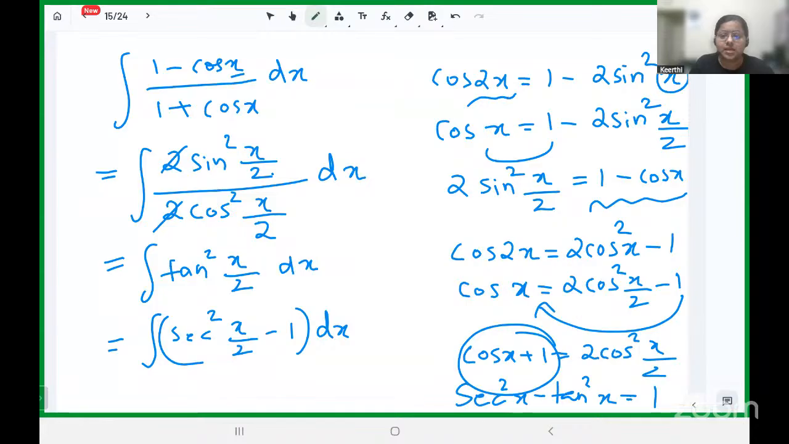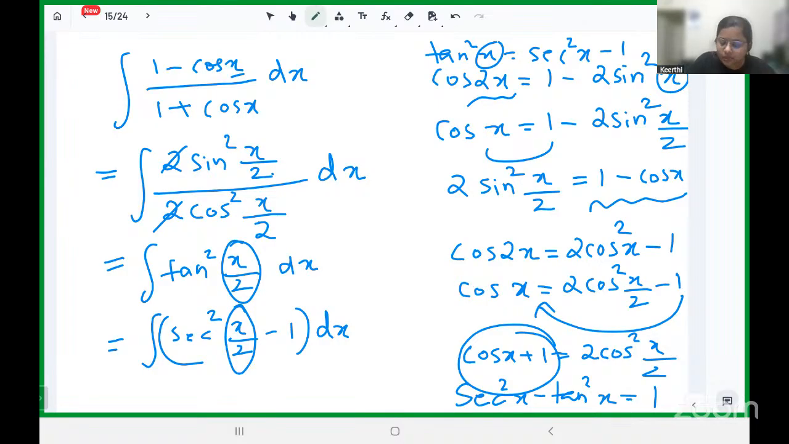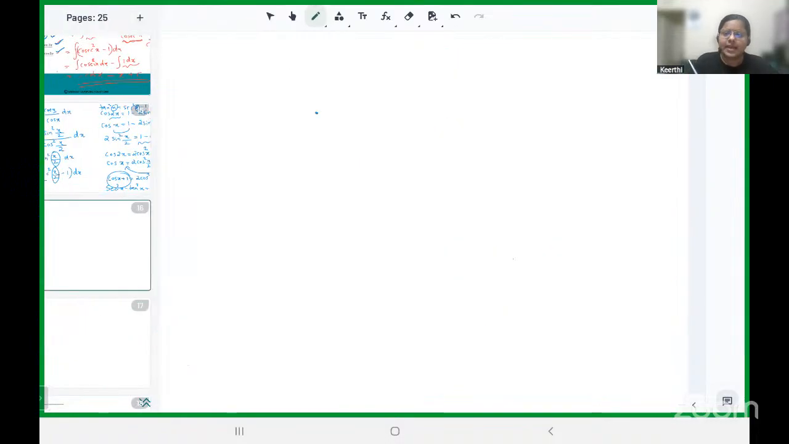So it will become sec square x minus 1, and take minus tan square x to the other side. It is equal to tan square x. So sec square x by 2 minus 1. Here it is x by 2, so take half of the angle. Tan square x is sec square x minus 1. So if it is half angle, tan square x by 2, then you write sec square x by 2 minus 1. So we have got the substitution. Now we can split the integral, isn't it?